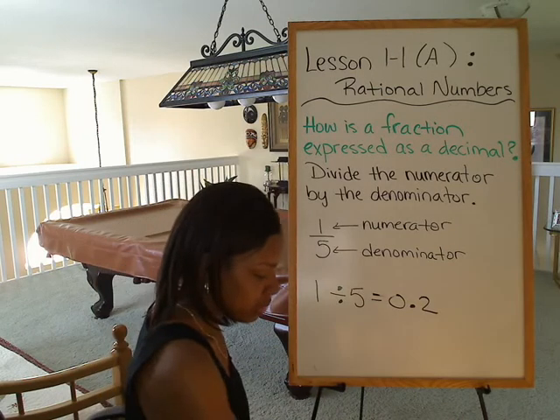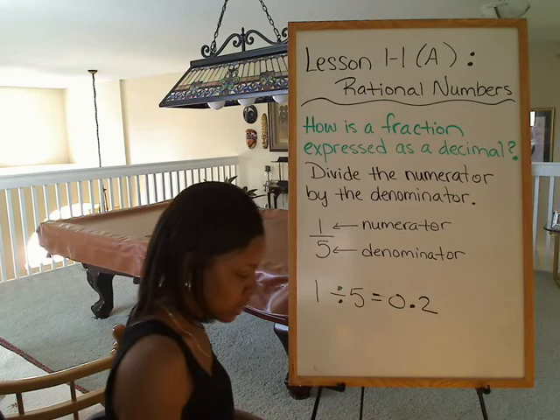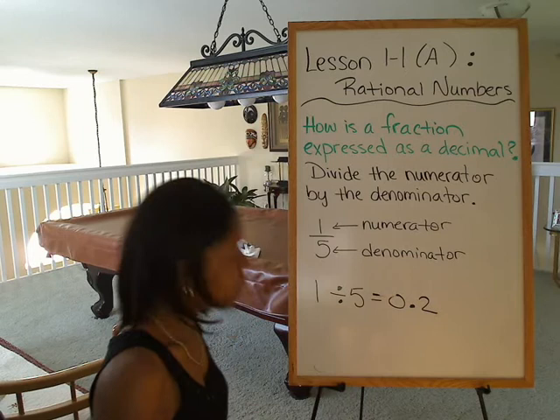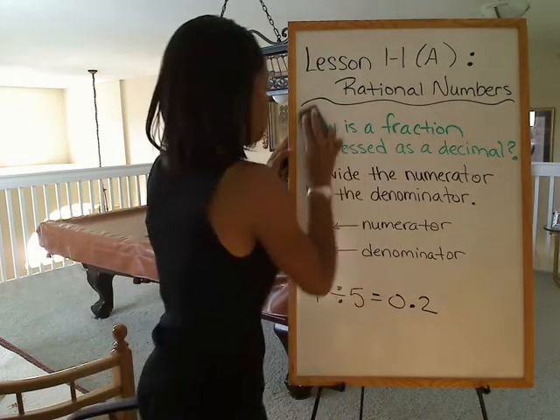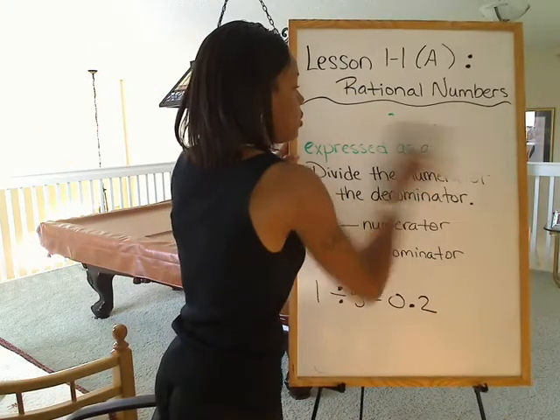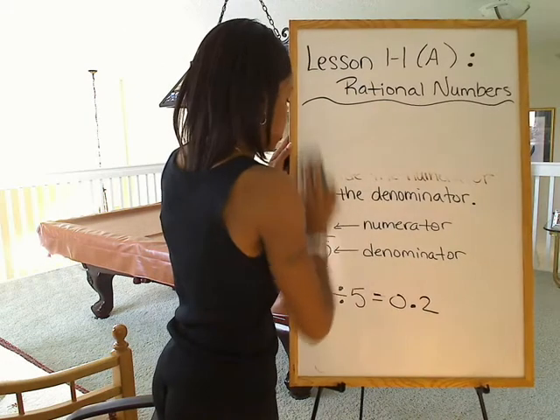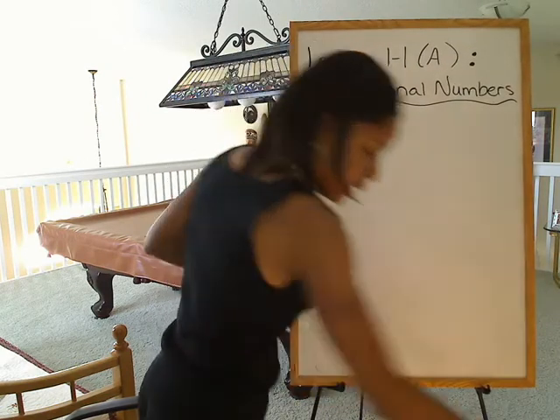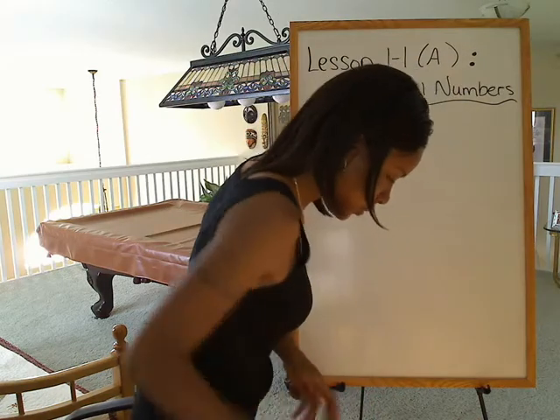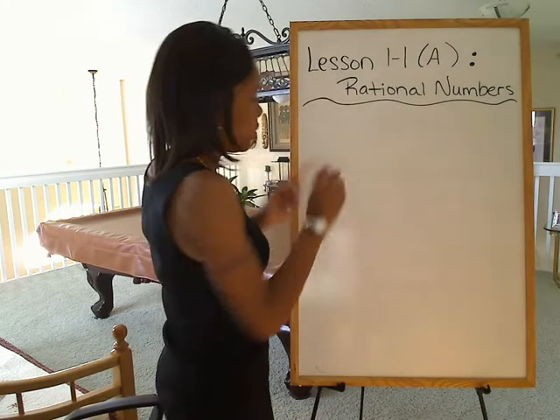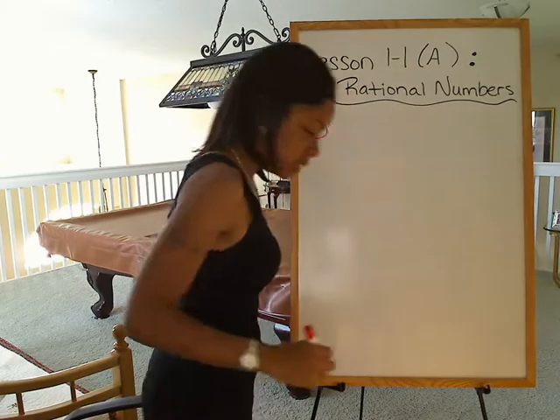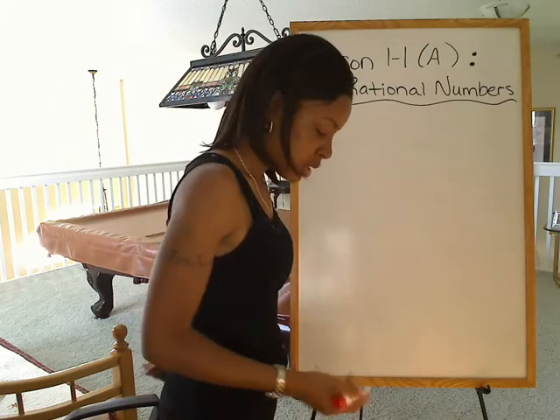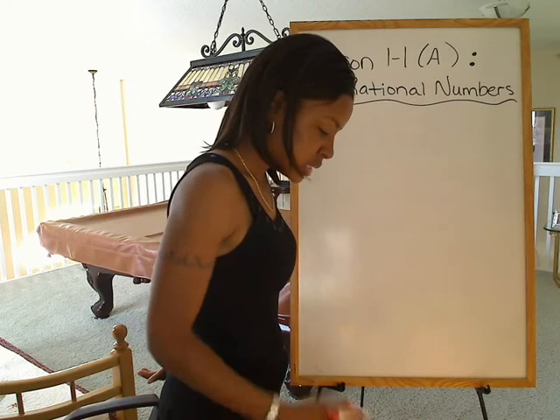Okay, now we're going to do some examples from your homework practice. 1-1A homework practice is where I'm taking these examples from. And I'm going to start off with question number 1. Similar to the one that I just did, they're asking us the directions. It's very important that you always read the directions because they change from time to time. Write each fraction or mixed number as a decimal.